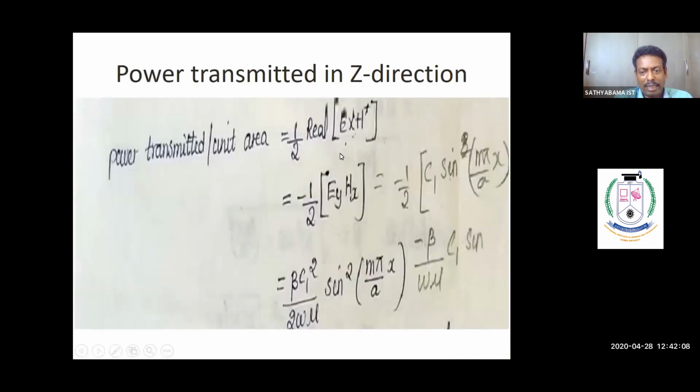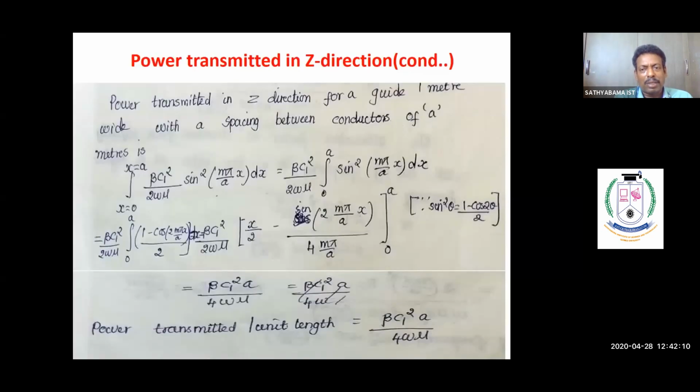This is a generic equation, and in this we assume the width of the guide as well as the conductor spacing is taken as A, and then we are working it out. And so when you simplify this, you are going to get the power transmitted per unit length as beta C1 squared A by 4 omega.